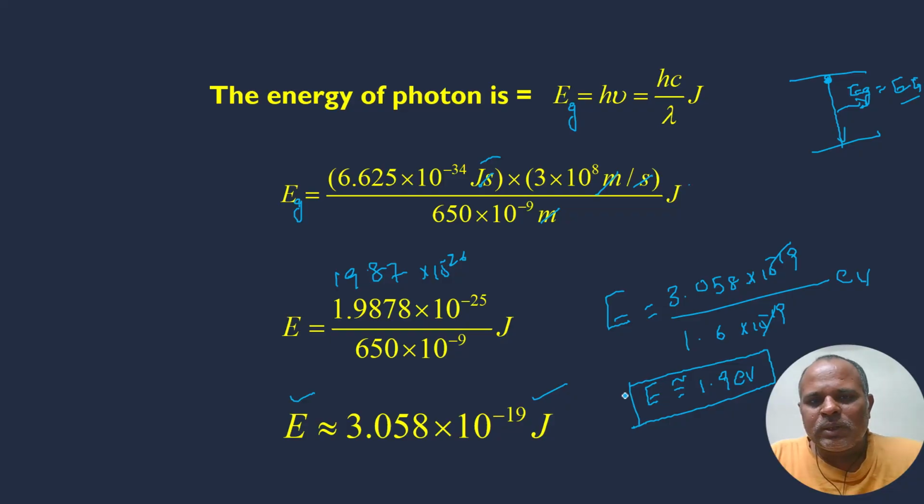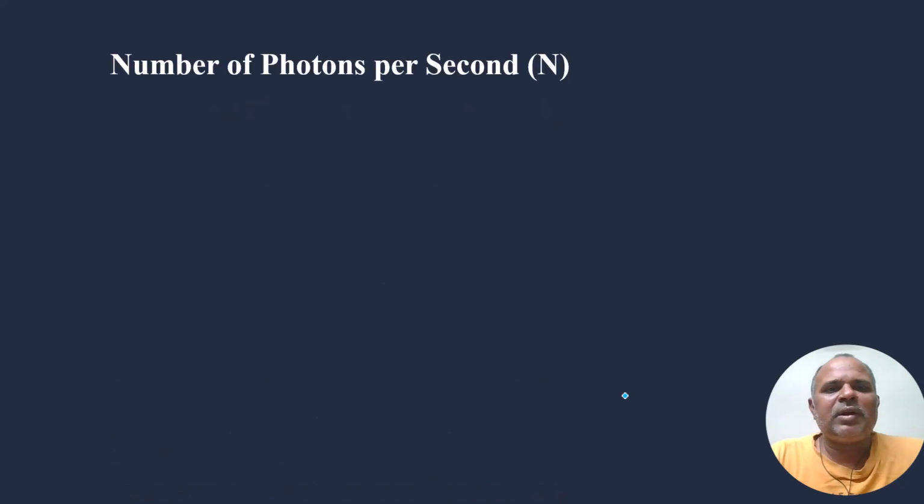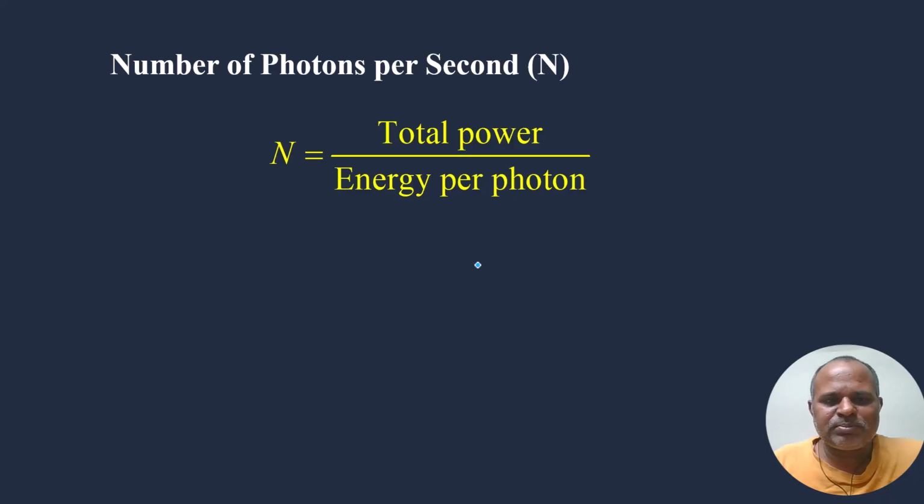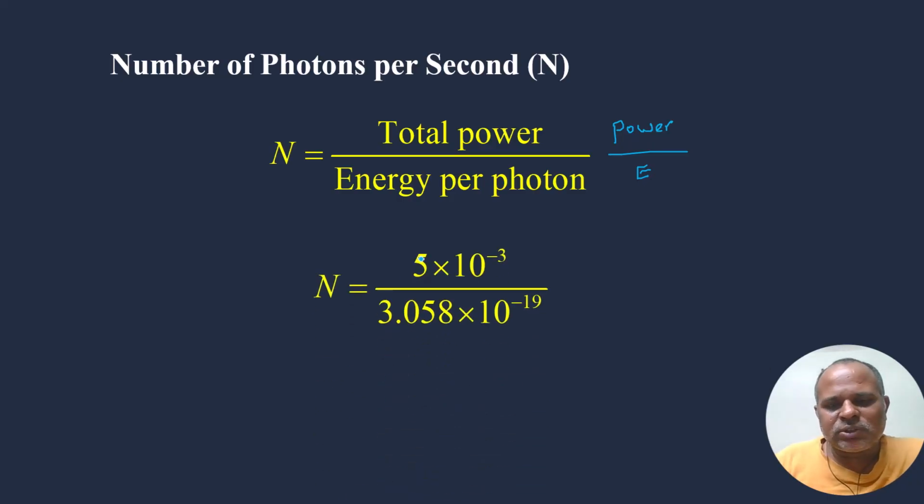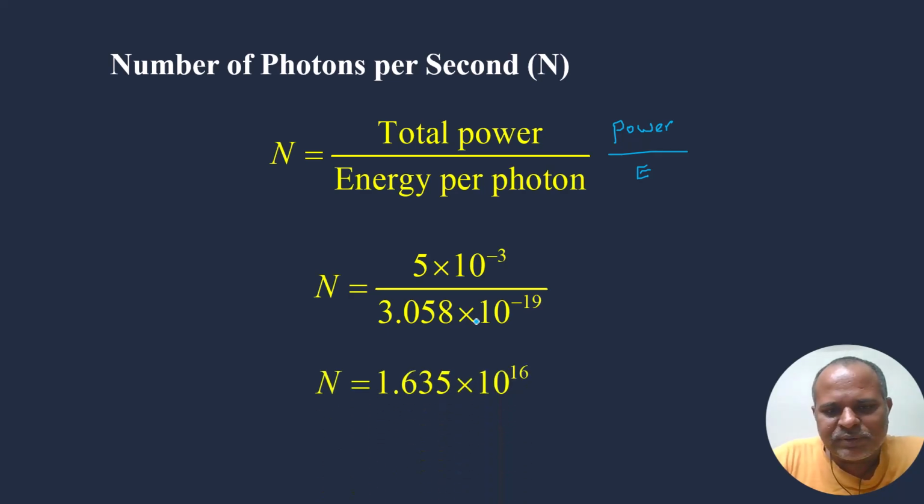Both are the same. Now let us calculate the number of photons emitted per second, right? So the number of photons emitted per second from the laser source, the formula here is n, the number of photons per second, is the total power by the energy. E is the energy, just now we calculated. We already know the power, we know the energy, so substitute this, right? We know power is 5 milliwatts, so 5 into 10 power minus 3, and energy is 3.058 into 10 power minus 19. Now you calculate this, simplify this, it will be 1.635 into 10 power 16.